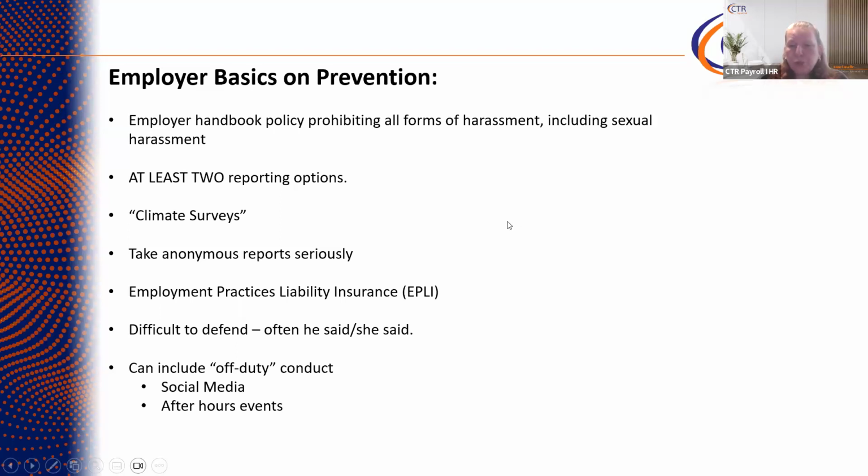Have at least two reporting options. Why is this? I've had the HR director be the perpetrator before. The EEOC, which is the Equal Employment Opportunity Commission, basically mandates this, even if you're small, and that can be difficult sometimes if you're small. Who are we going to have as a second report, right? Especially if we have a small family-owned company, that may be really challenging. But we're supposed to have two avenues of reporting, two different people.